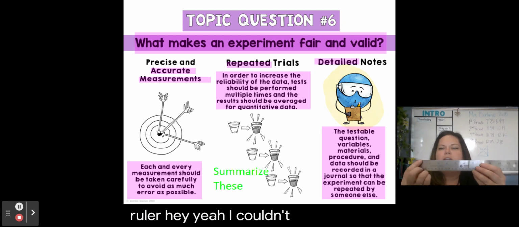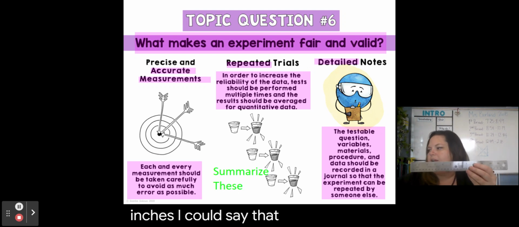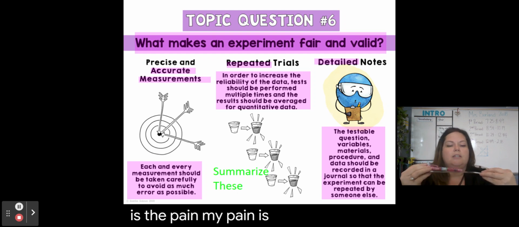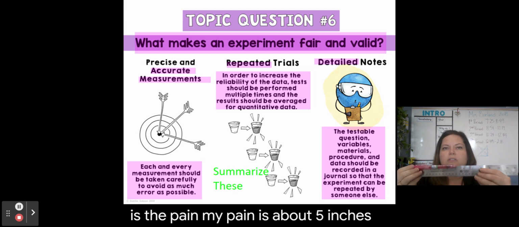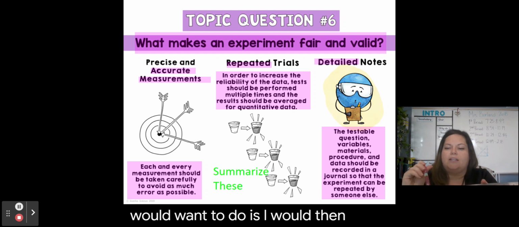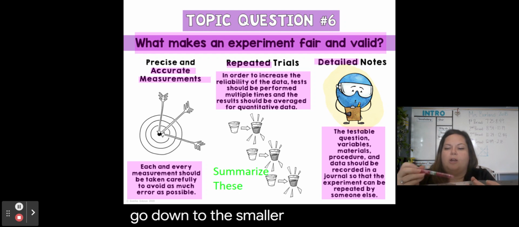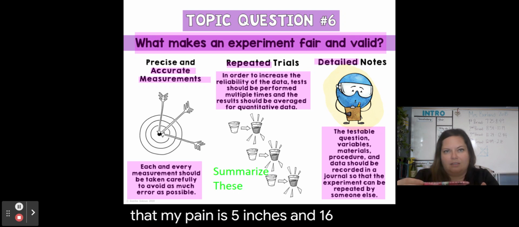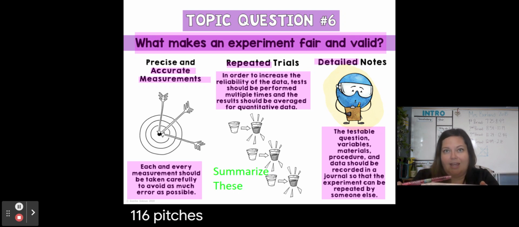Okay, yeah, I could measure in inches. I could say that, okay, this is a pen. My pen is about 5 inches, but that's not very accurate. So what I would want to do is go down to the smaller marks and say that my pen is 5 and 1/16 inches. Okay, that is an accurate measurement.